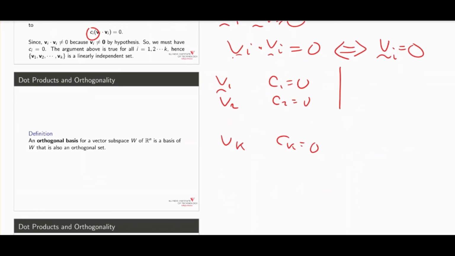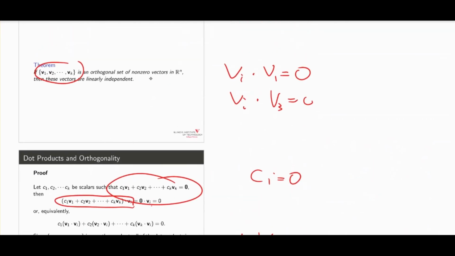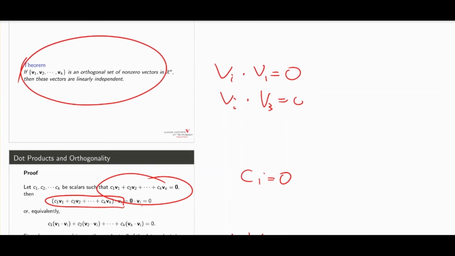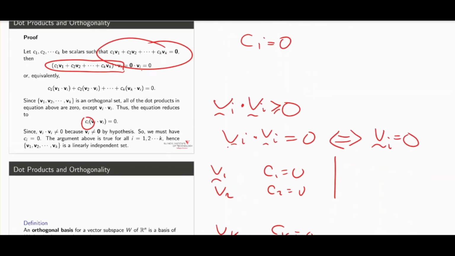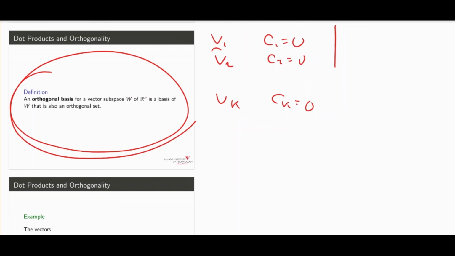So actually, this system right here, the only solution is that all the coefficients have to be 0. What does that mean? It means that all these vectors right here are linearly independent. As simple as that. So you can see orthogonal sets are good. Orthogonal sets immediately give you linear independence. That's pretty good. And now, because they are so good, we can also talk about orthogonal bases.